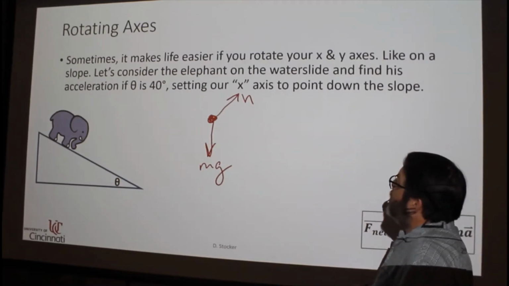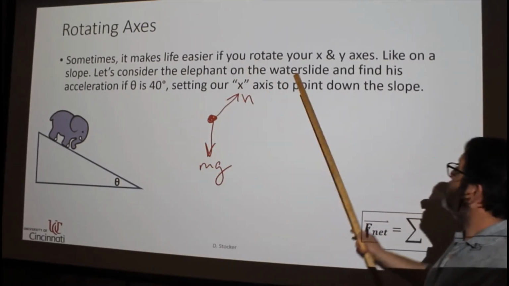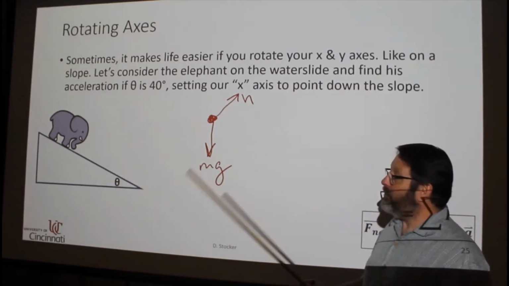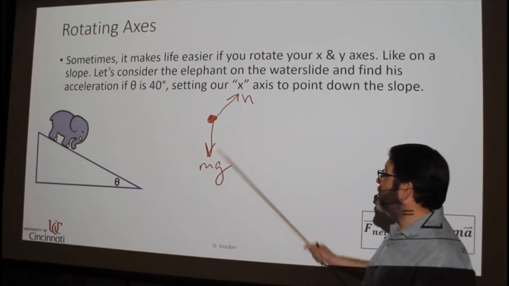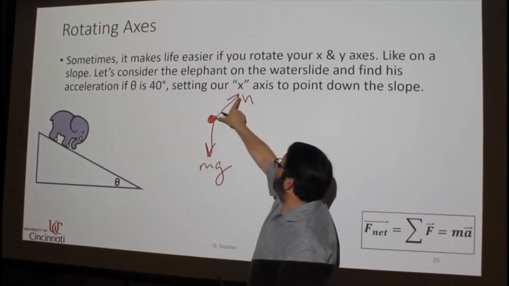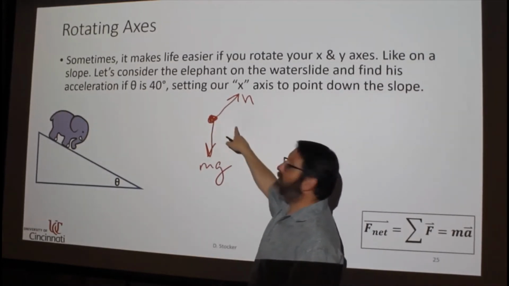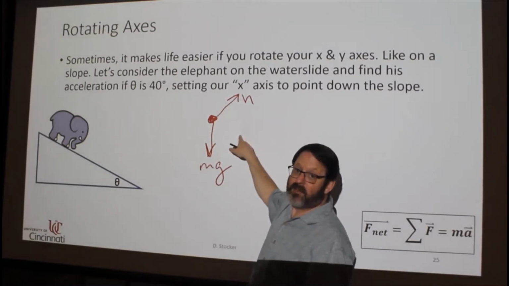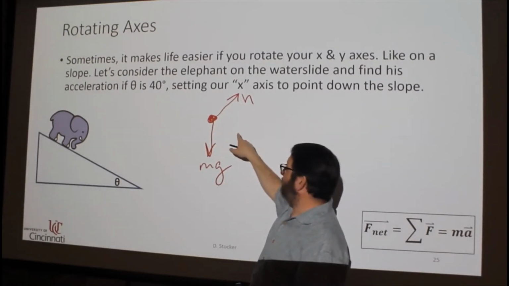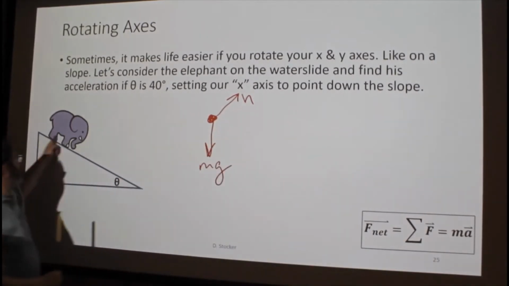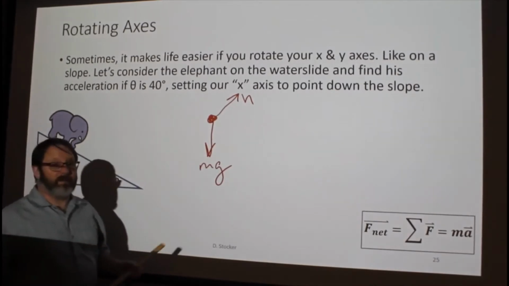In this case, we've got the elephant sitting on a water slide, so we're going to assume that the frictional force is 0. So there's no frictional force. If I have gravity this way and a normal force up that way, the net force is in this direction, and acceleration is always the same direction as the net force. So it'll accelerate down the water slide. That's exactly what we would expect.